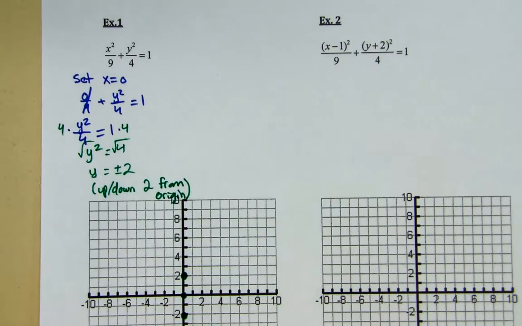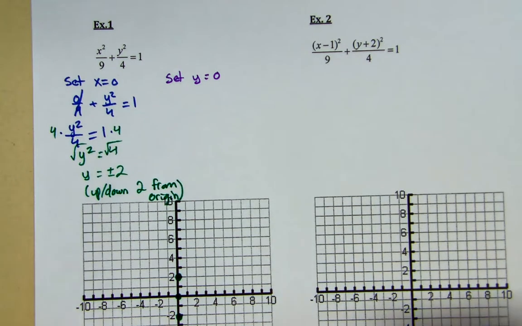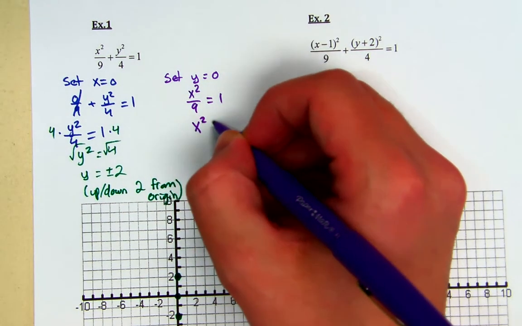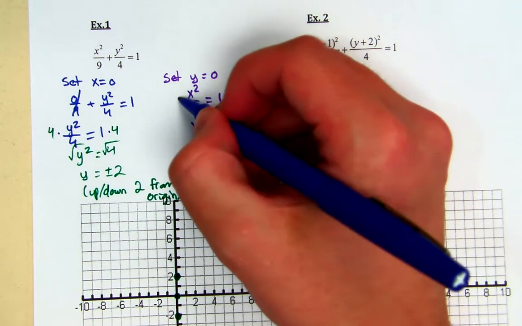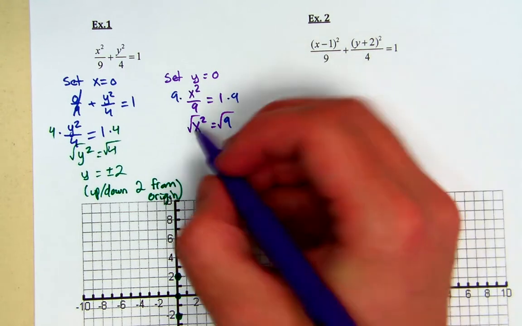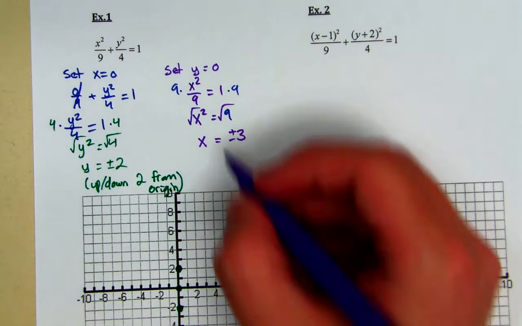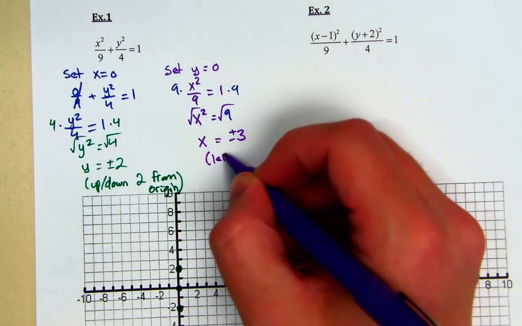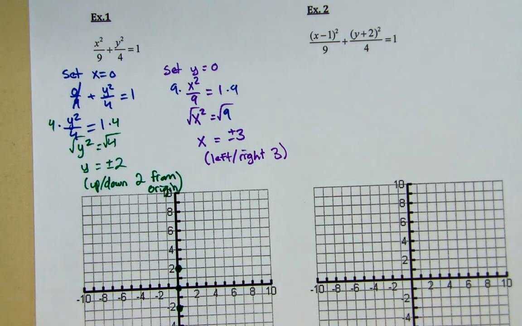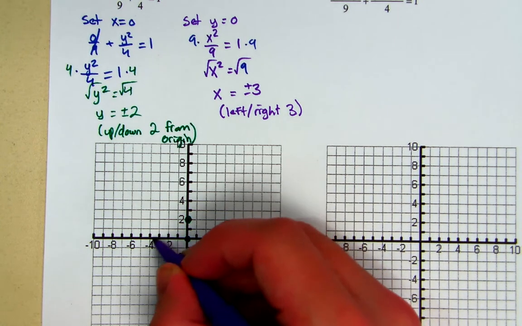Well, we can do the same and set y equal to 0. That's going to cancel it out. We're left with x squared over 9 equals 1. So x squared equals 9 if we multiply both sides by 9. Square root, we get the distance from x is plus or minus 3. So now this is from x, we're going left or right, 3, and we're going from the origin again. So left 3, 1, 2, 3, and right 1, 2, 3.